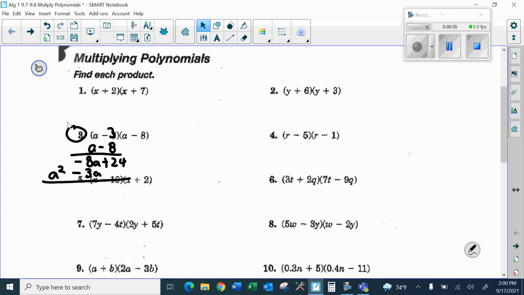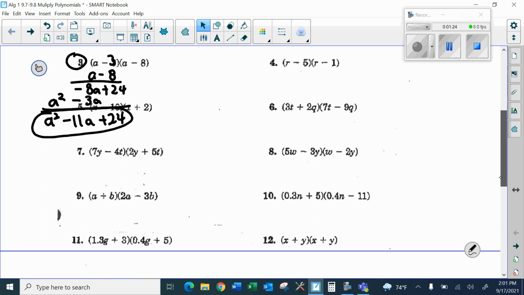In doing this, this lines up your like terms. Okay, and the reason it happens is because both the binomials are in standard form. Now I just have to add straight down. So a squared, negative 8 minus 3 is negative 11a, and positive 24, and there's my answer. So it's just multiplication of integers again. So much just comes back down to integers, you gotta know that. Okay, so that's all these top ones here.